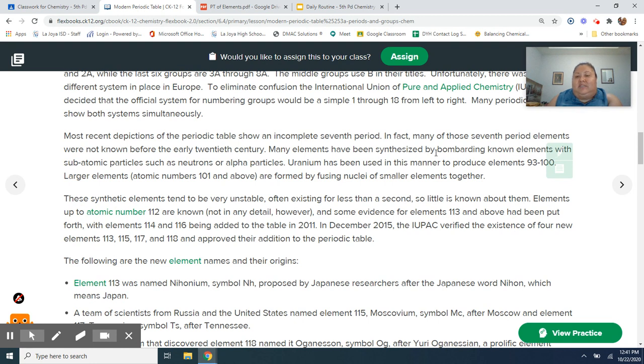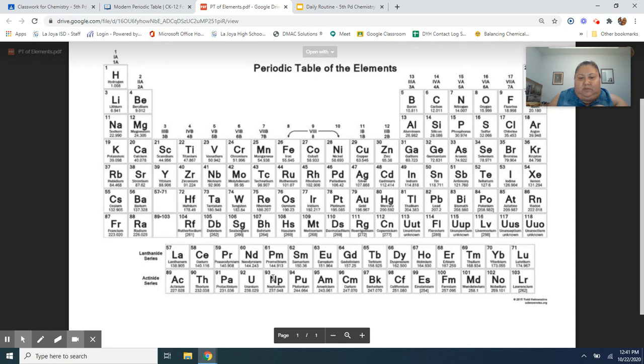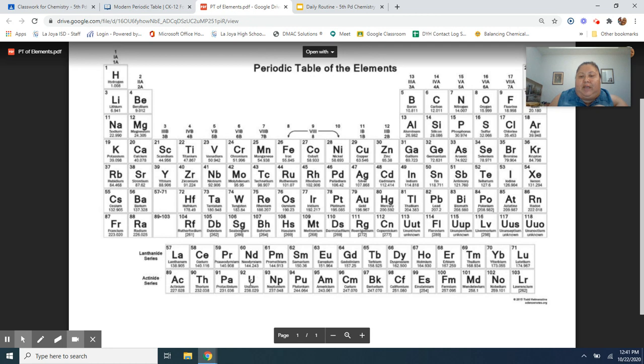Many elements have been synthesized. They're made by adding neutrons and alpha particles into the nucleus of elements. For example, uranium's nucleus gets fused together with small elements to create elements 93 to 100. Here you have 93 neptunium, plutonium, americium, curium, berkelium, californium, einsteinium, and fermium. All of these elements are made using uranium and smaller elements from the periodic table.